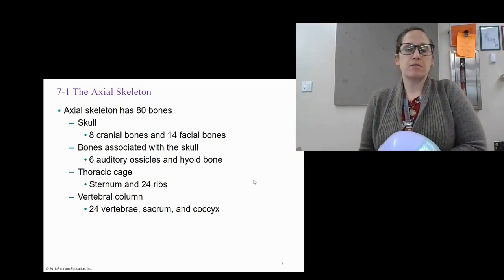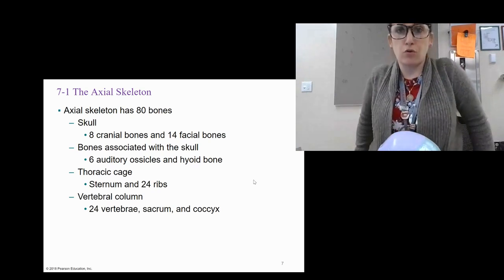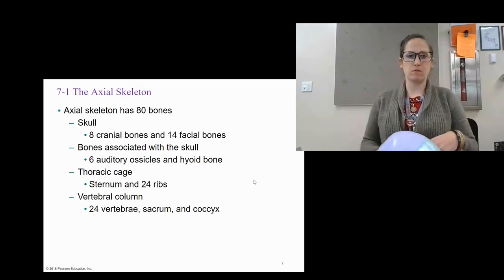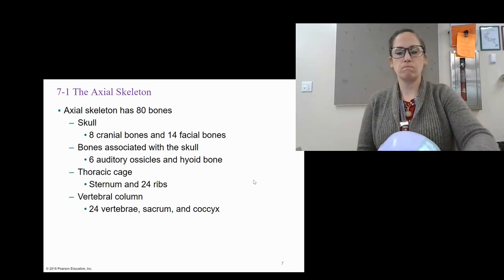All right, heading into the axial skeleton, our first section we're going to look at is the skull. So that contains our 8 cranial bones and our 14 facial bones, as well as a variety pack of other things. You can see the other aspects of the axial skeleton include your auditory ossicles, so the small bones in each of your ears, your hyoid bone, which we'll mention at the end, your thoracic cage, which consists of your sternum and your ribs, and then your vertebral column.